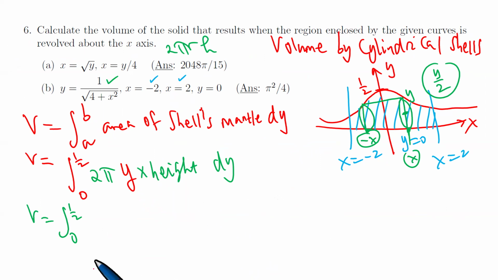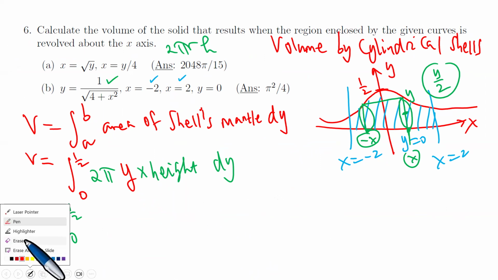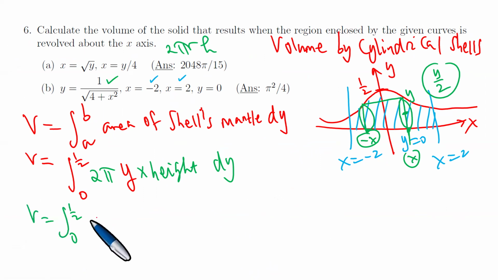And here you would have your x. Right, that's fine. So in other words, you would have 2 pi y, then you have x, then you have exactly dy, like that. And this would be about the x-axis. Okay, very good. So the dy, everything is in order.